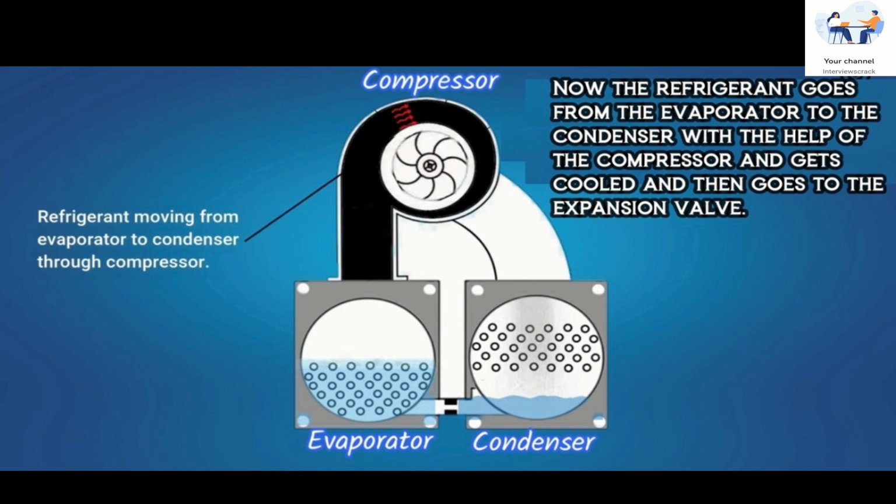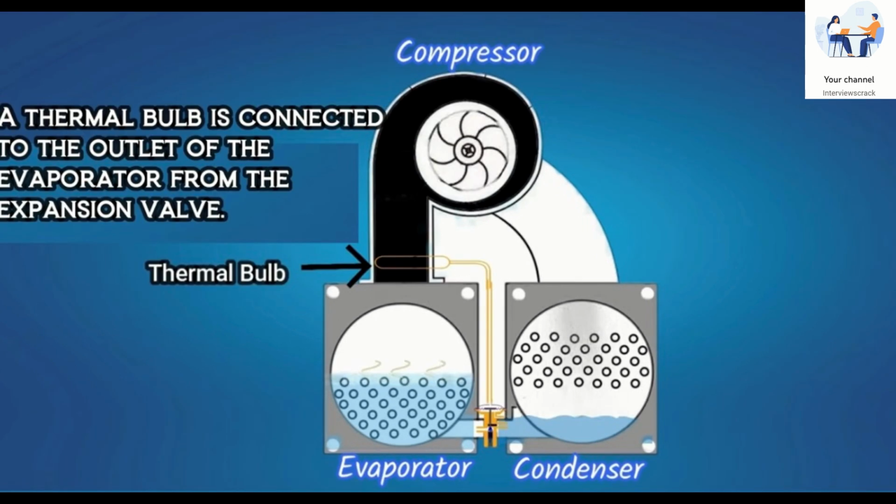You can see here, the refrigerant goes from the evaporator to the compressor, and the compressor takes this heated refrigerant to the condenser, and here in the condenser the cold water from the cooling tower comes into contact with the refrigerant, and the heated refrigerant is converted to liquid form, and then again it goes to the expansion valve. The expansion valve is connected to a thermal valve, and the thermal valve gives the required quantity of refrigerant to go into the compressor.